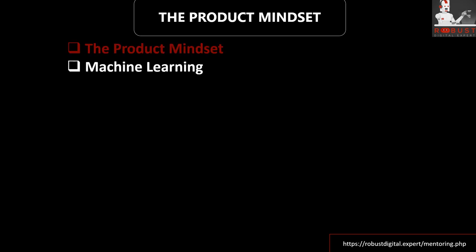Some of the topics we will cover in the product mindset include the product mindset. Candidates will be able to discover and define a product. Machine learning. Machine learning is a branch of artificial intelligence, AI, focused on building applications that learn from data and improve their accuracy over time without being programmed to do so.